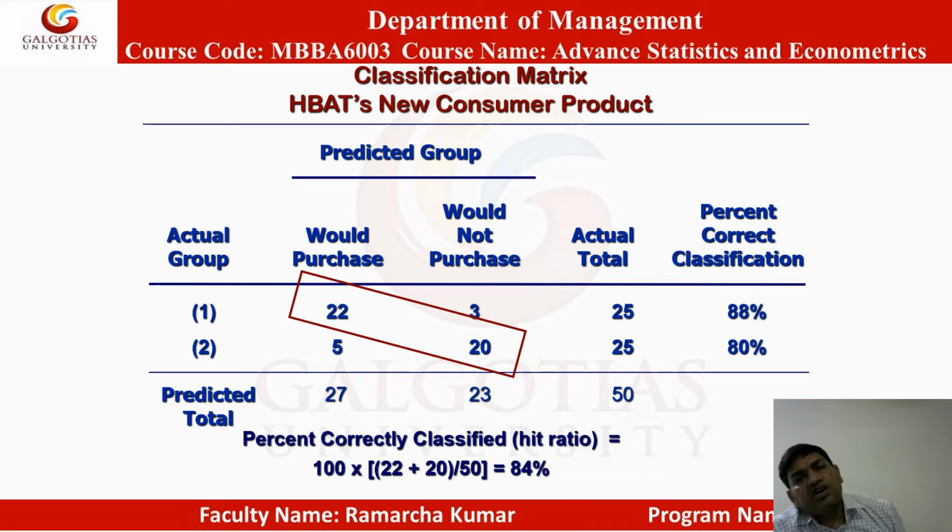So 42 out of 50, that means 84% is the hit ratio. So percentage correctly classified is called hit ratio.